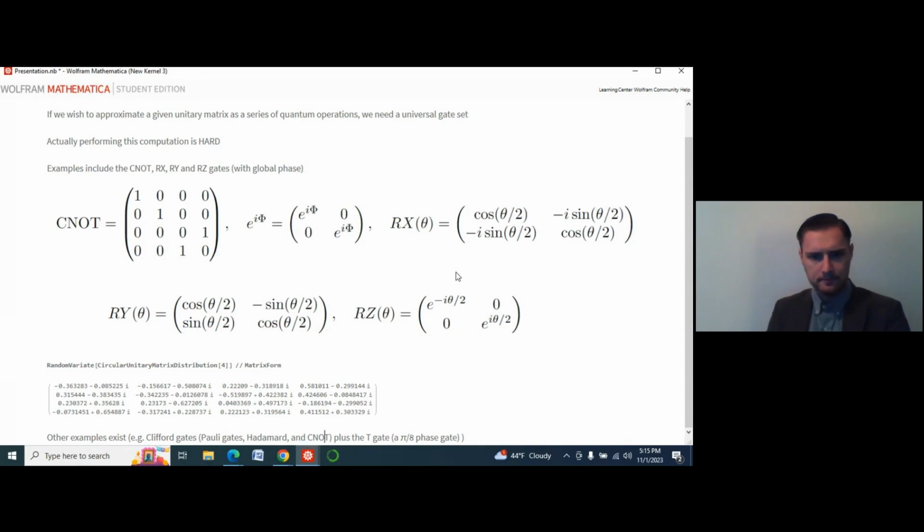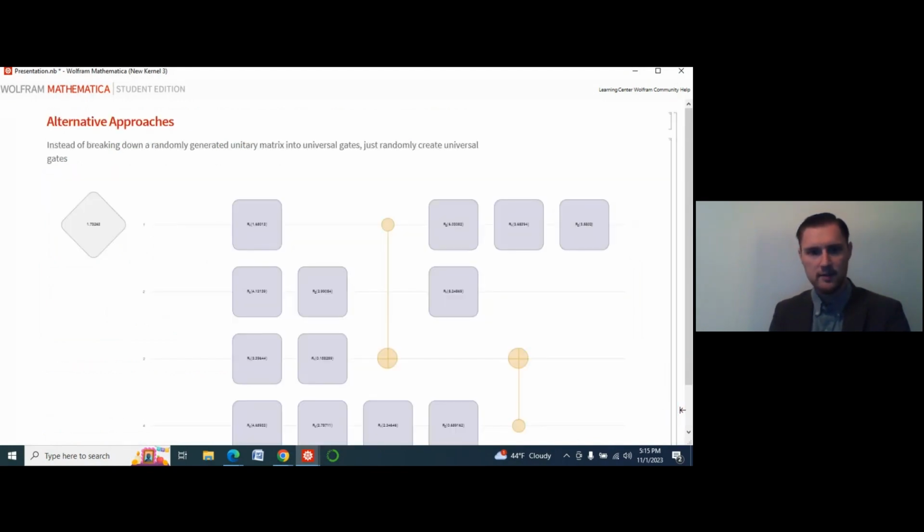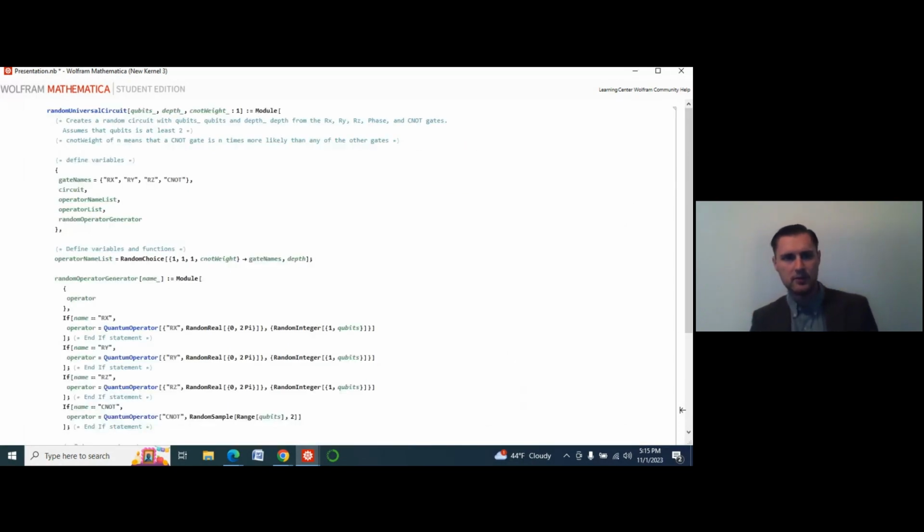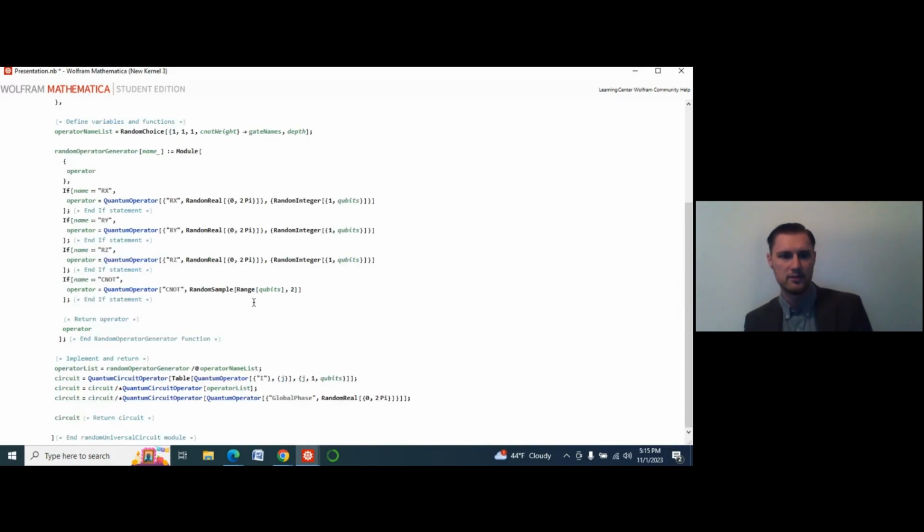So anyway, the question remains: how well does this approach work? And it's not a trivial question to answer. And in fact, there is no mathematical way to do it. So here is the code for generating these random universal circuits. This is the Mathematica code that will do it.